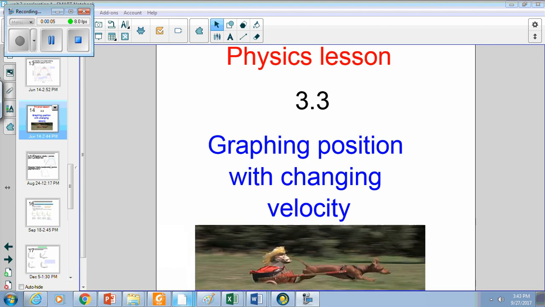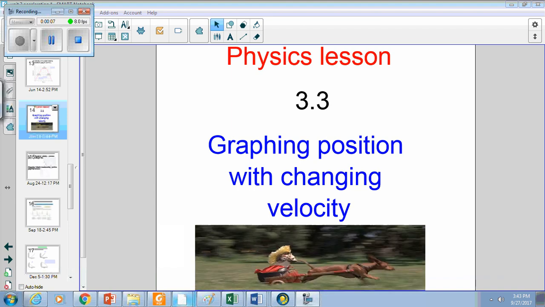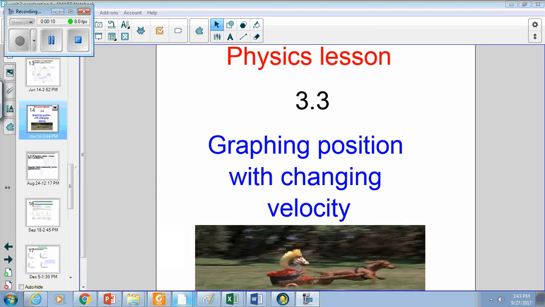All right, physics lesson 3.3, graphing position with changing velocity.